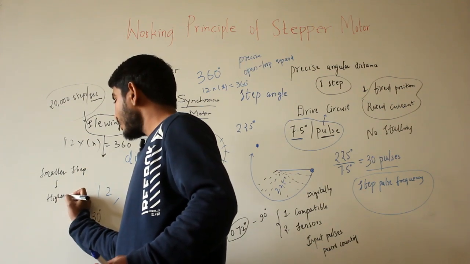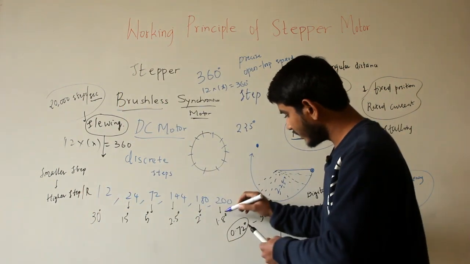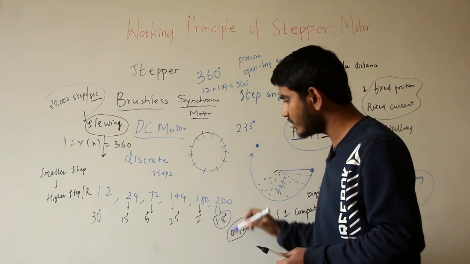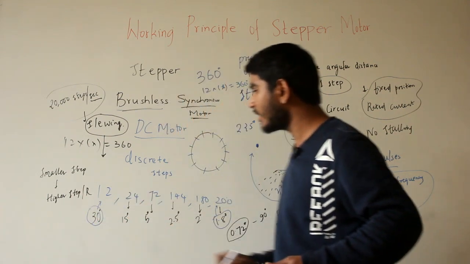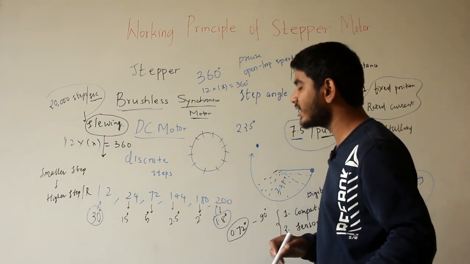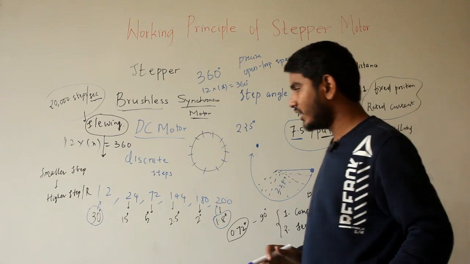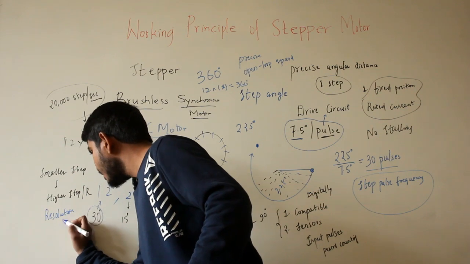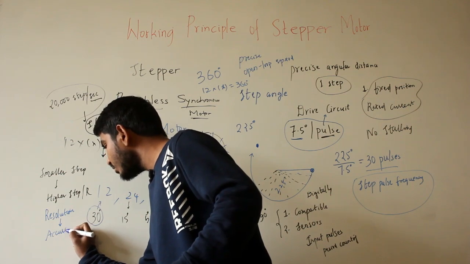So a smaller step angle means you need a higher number of steps per revolution, because with 1.8 degrees you have 200 steps per revolution. If you take a greater step angle, it will require a lower number of steps per revolution. So for a smaller step angle, we require higher steps per revolution, and this higher steps per revolution means higher resolution. Resolution is the degree per step, and this higher resolution results in more accurate positioning of objects by the stepper motor.